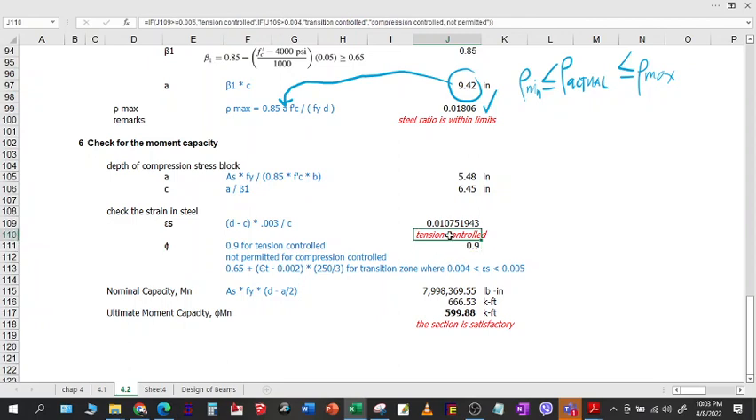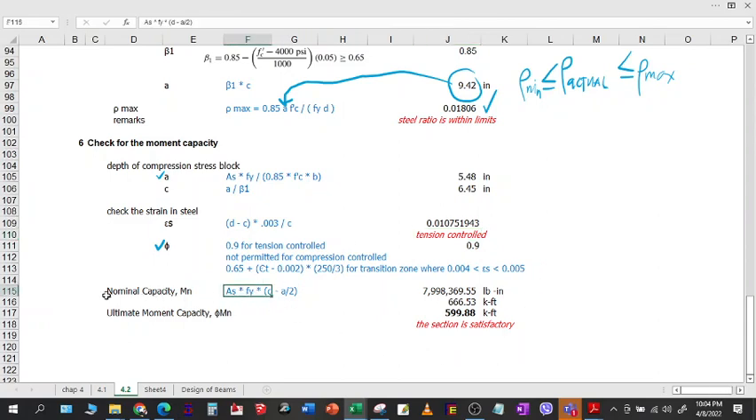By the way, the tension controlled has this formula also. It will say tension controlled, transition controlled, or compression controlled, and not permitted, depending on what the value of your strain in steel is.